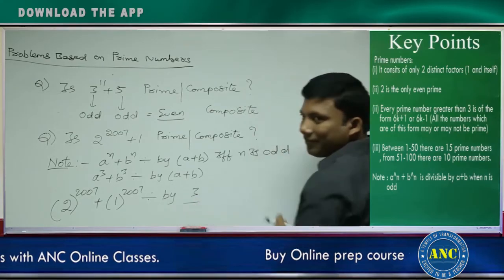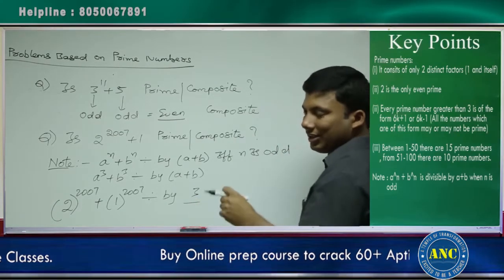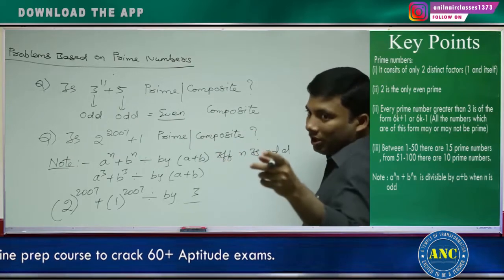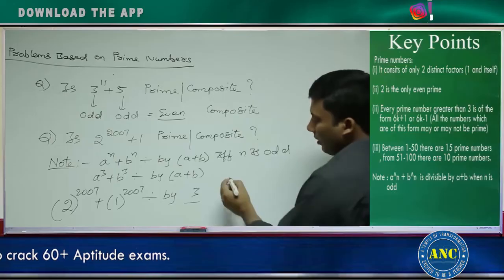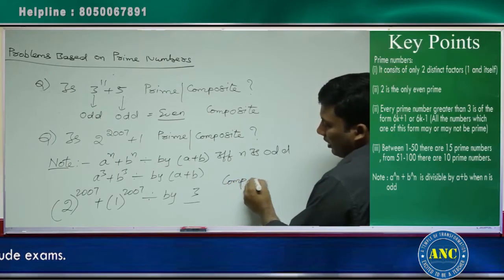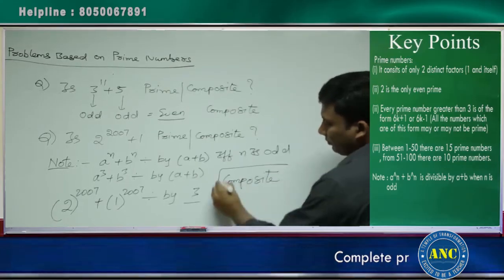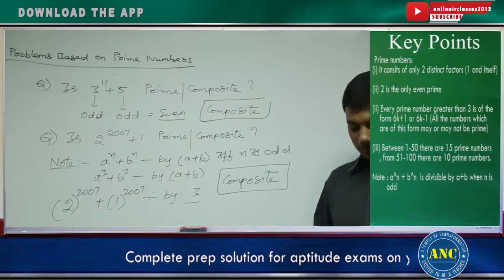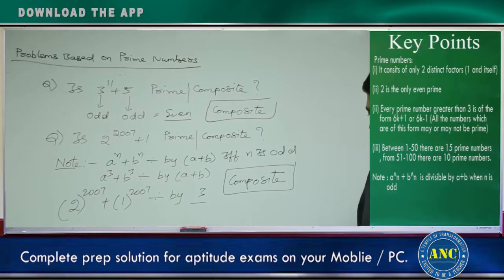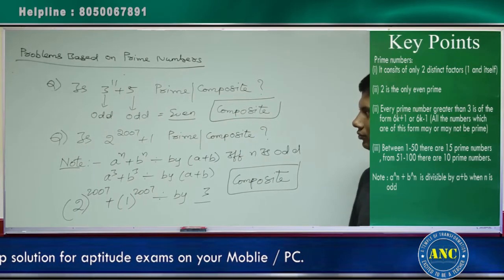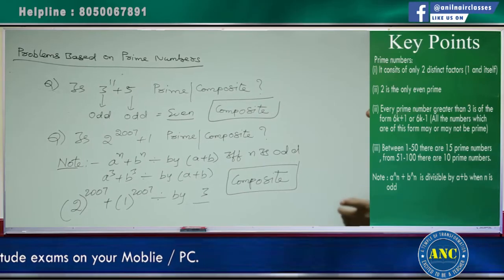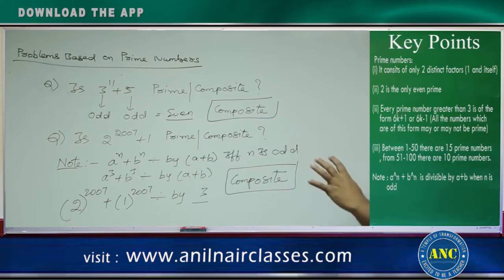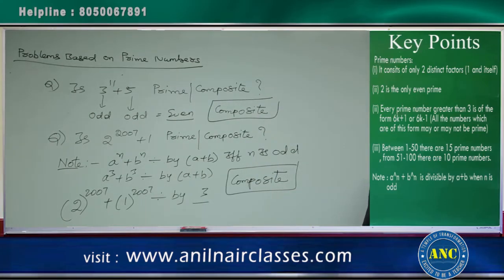2 plus 1, 3. Any number divisible by 3, will it be a prime number? No. In the prime number set, other than 3, there is no number which is divisible by 3 and a prime number. So what will be the answer? Composite. Proving a number, whether it is prime or composite, involves too many methods. Depending on the merit of the question, you will use the logic.